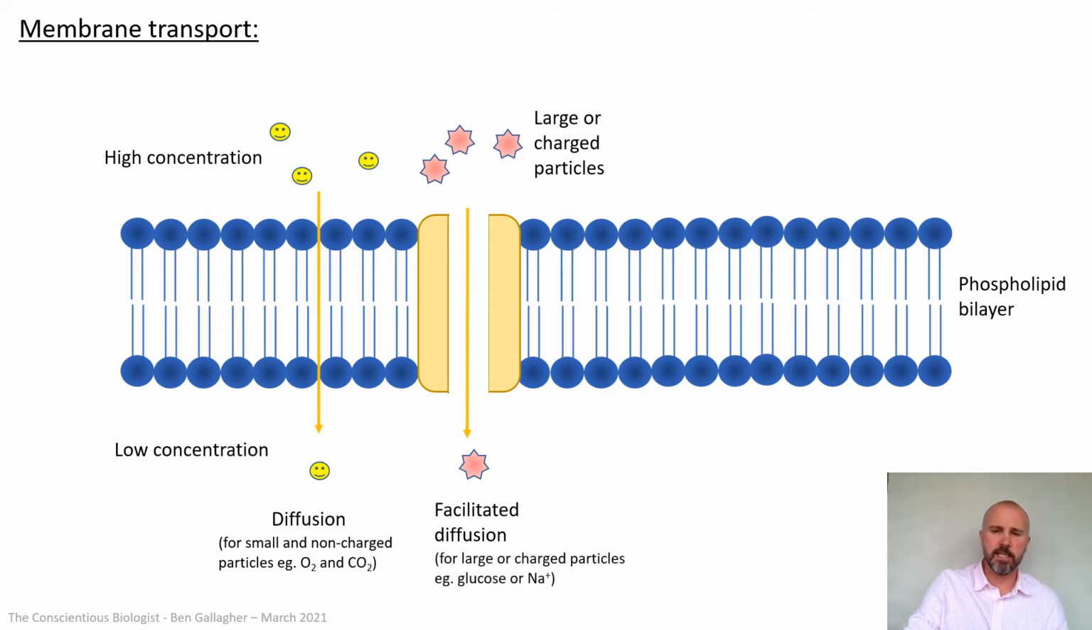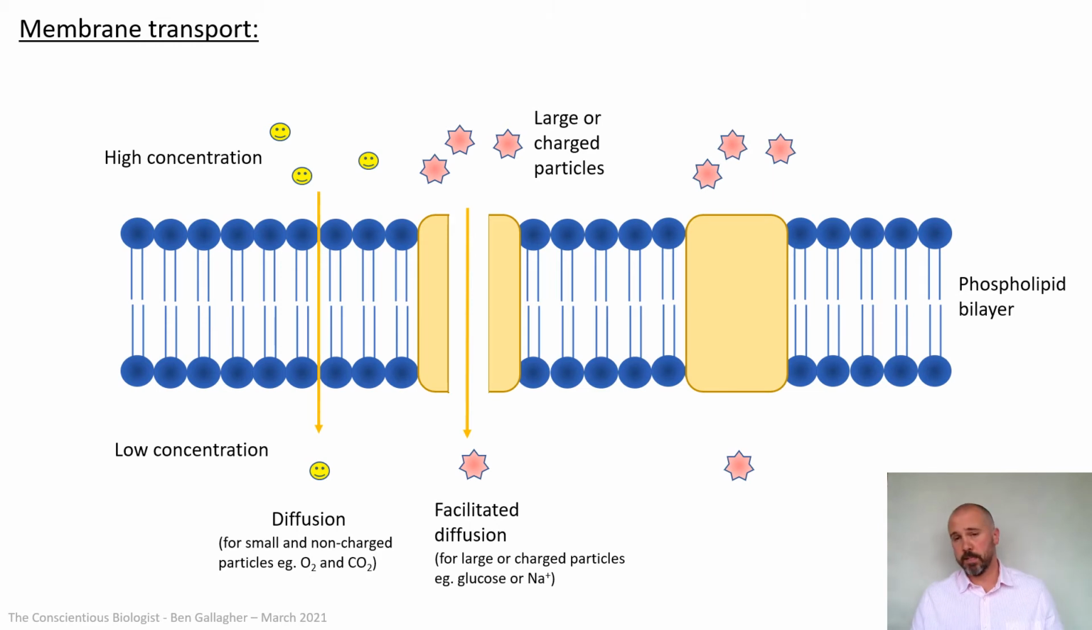So this is facilitated diffusion, and facilitated diffusion is for large or charged particles. For example, glucose as an example of a large particle, sodium ion, Na+, as an example of a charged particle. Now that's still from high concentration to low concentration though. If we want to move something in the opposite direction, so if we wanted to move something now from down here at low concentration up to the high concentration, this is going to have to be by active transport.